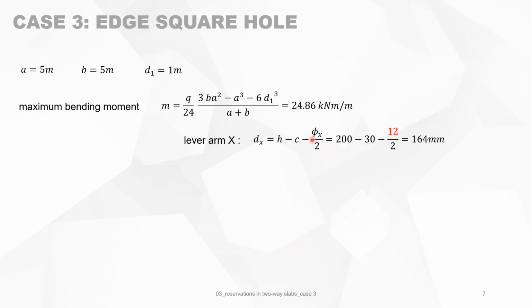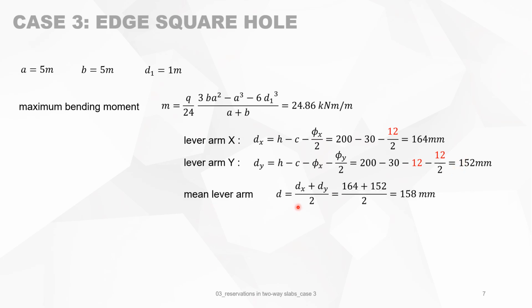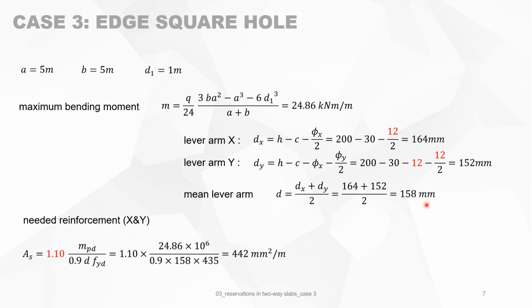The lever arm in X direction is the total depth of the slab minus the cover minus the point of gravity of the reinforcement. We assume one layer of reinforcement, and because of this value, we assume a diameter 12. If this is not right, then we redo the calculation. So the lever arm in X direction is 164. In Y direction, which is the second layer of reinforcement, and you know the reinforcement in X and Y is the same, it's 152 millimeters. And the mean lever arm is then 158 millimeters.